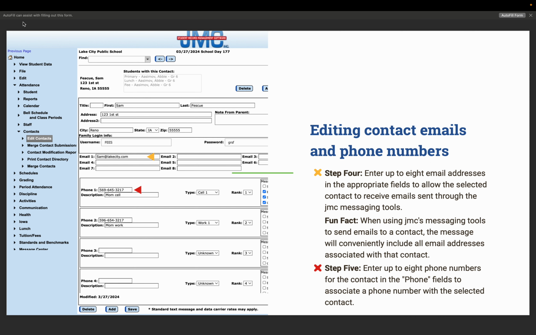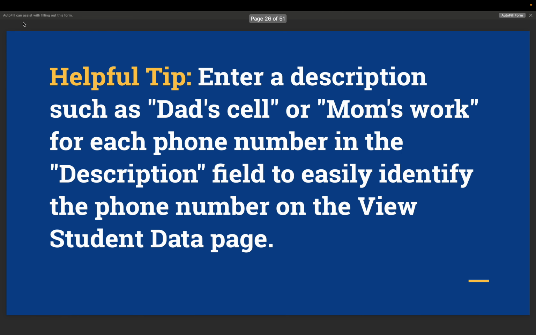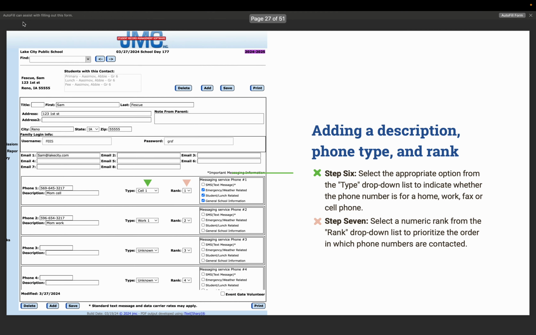Step 5, enter up to 8 phone numbers for the contact in the phone field to associate a phone number with the selected contact. Helpful tip, enter a description such as dad's cell or mom's work for each phone number in the description field to easily identify the phone number on the View Student Data page.